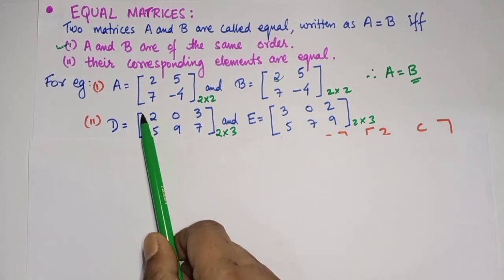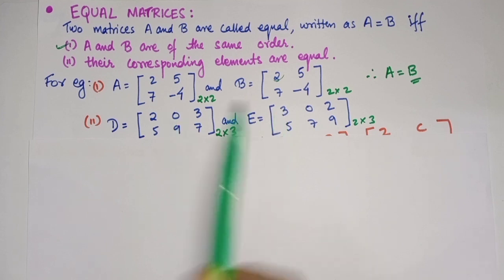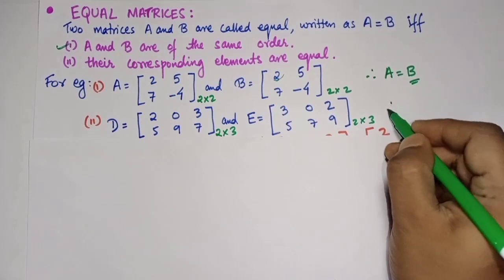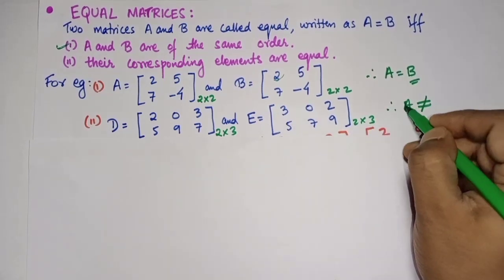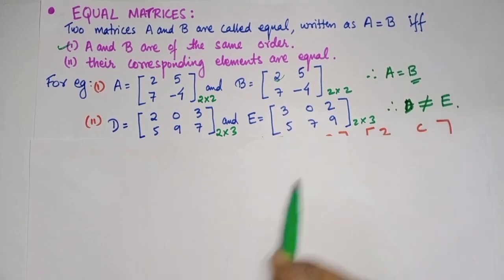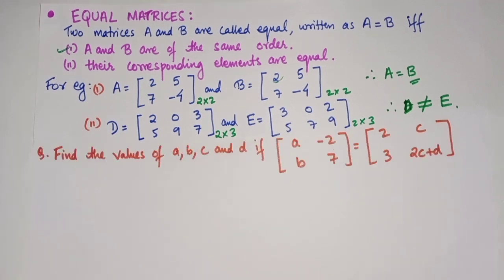Can you see here it is 2 at A11, but this side is 3. That means they are not equal. Corresponding elements should be equal. That means D is not equal to E. So these two matrices are not equal. Now let's solve one example. You will be more clear with this.